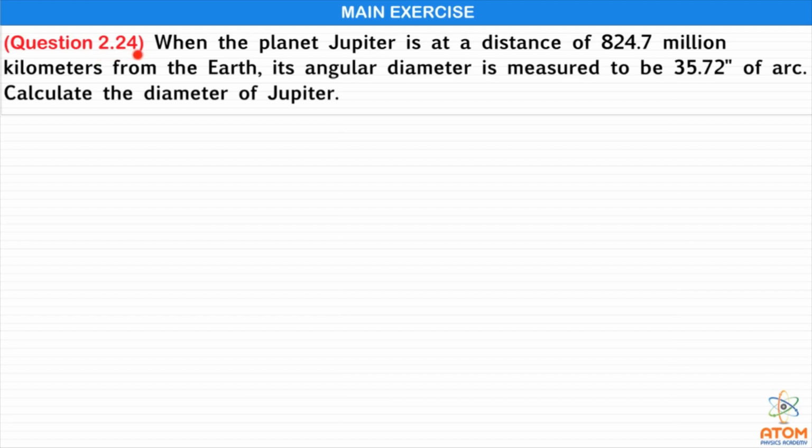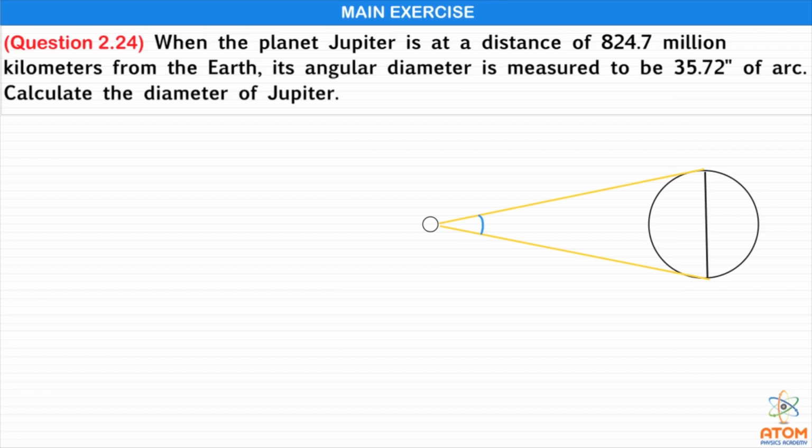Now question 2.24: when the planet Jupiter is at a distance 824.7 million kilometer from the Earth, its angular diameter is measured to be 35.72 second of arc. Calculate the diameter of Jupiter. For this, first see this figure. Here, this is Earth, and this is Jupiter.